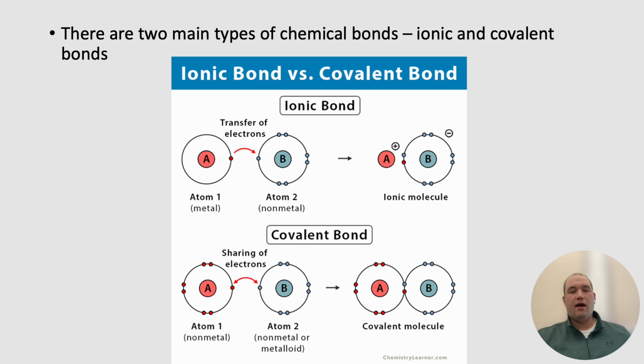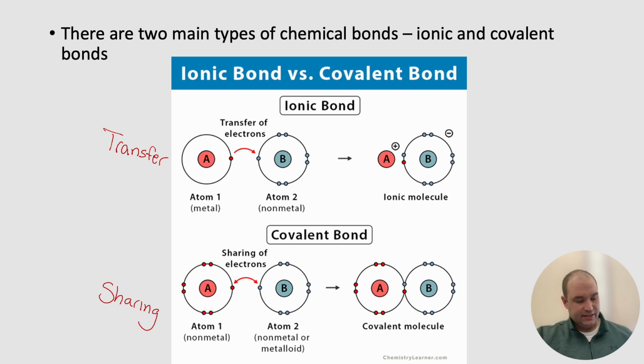You can see how violently that metal wants to get rid of those electrons in order to become more stable, in an explosive manner. Now, we have two main types of chemical bonds that we're going to look at. Ionic bonds, which is the transfer of electrons in order to create stability, and covalent bonds, which is the sharing of electrons in order to become more stable.